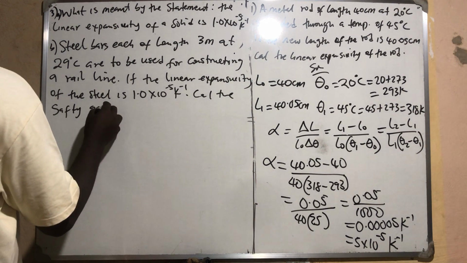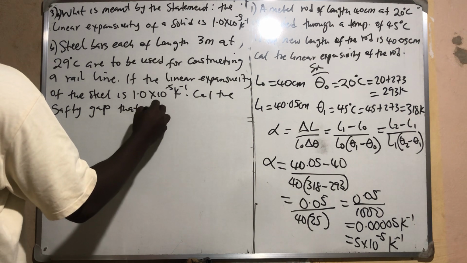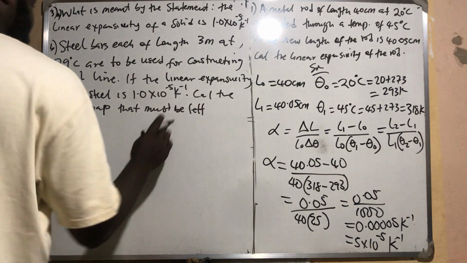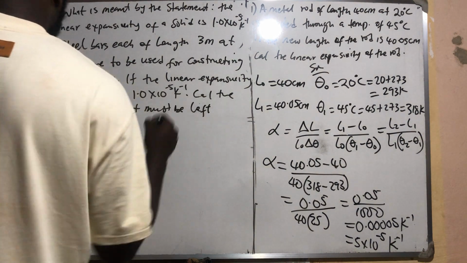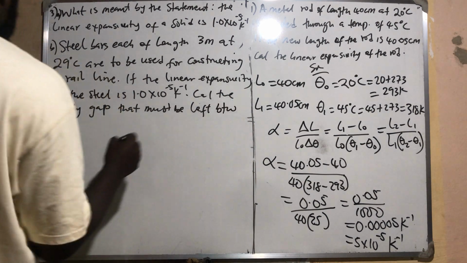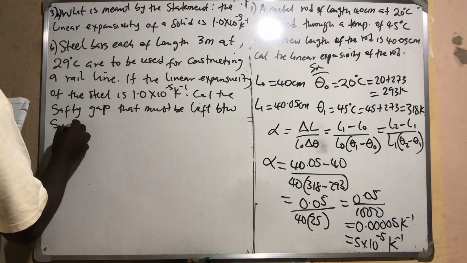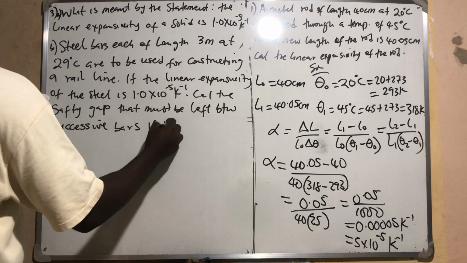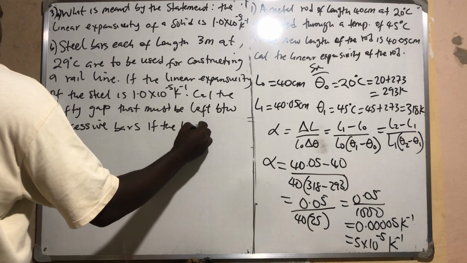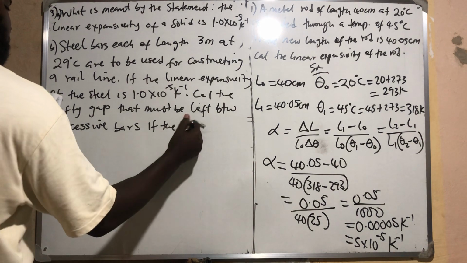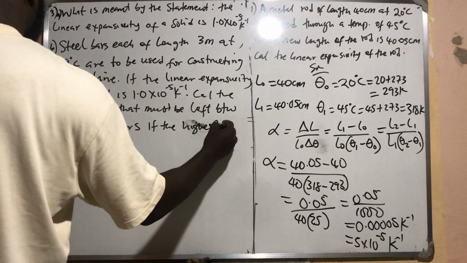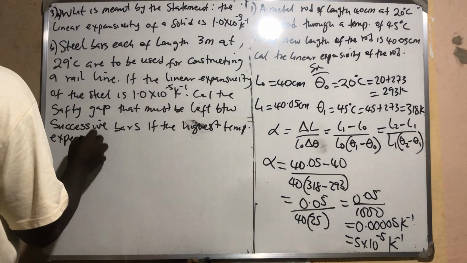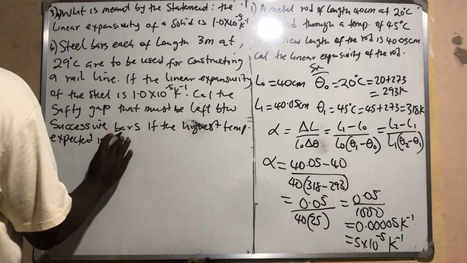calculate the safety gap that must be left between successive bars if the highest temperature expected is 41 degrees Celsius.